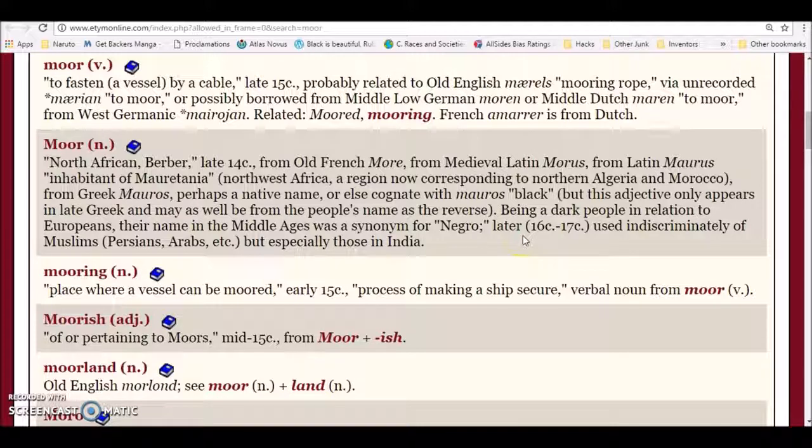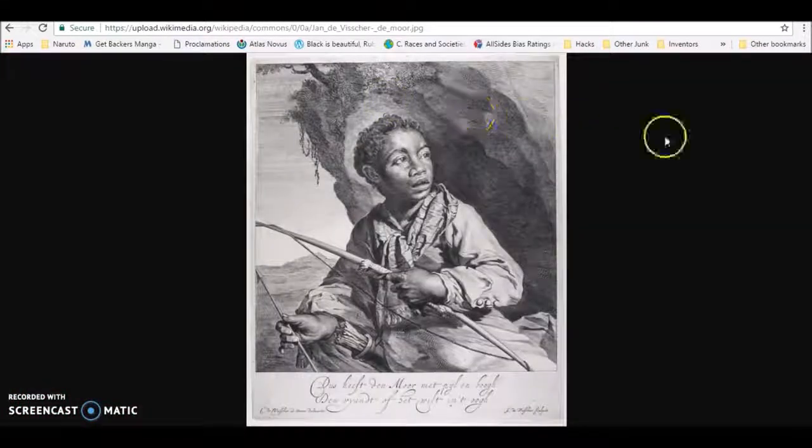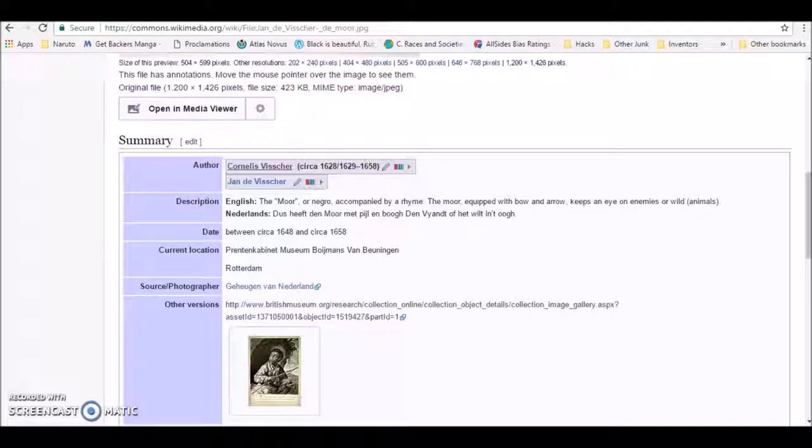So let me show y'all a drawing or an engraving that I came across. Now, this is a portrait of a young black boy, and as you will notice, he's holding a bow and an arrow. And let's look at the description. The description reads, the Moor, or Negro, accompanied by a rhyme. The Moor, equipped with bow and arrow, keeps an eye on enemies or wild animals. And it says Netherlands. And the date is between 1648 and 1658.